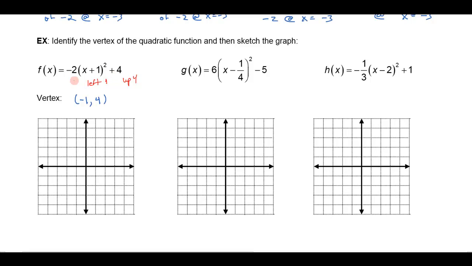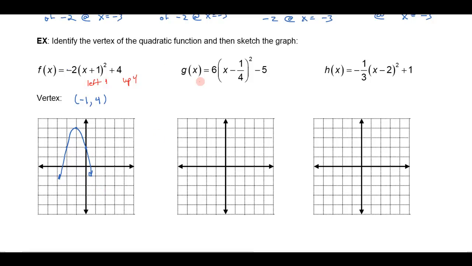All right, and if I wanted to sketch it, the minus 2 tells me that it's going to be opening down and kind of skinny. So all I have to do to sketch the graph of this is go to my vertex, negative 1 and up 4, and then draw a graph that's going down and skinny. Now if I want to be a little more exact, I'd go down 2 because of the 2 right here. And just a couple points, that's enough. It'll look something like this.